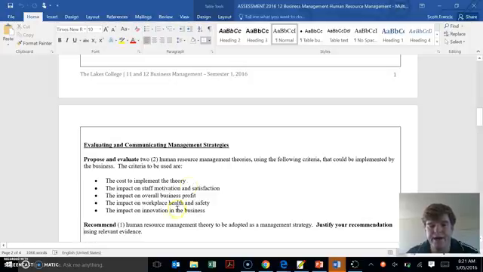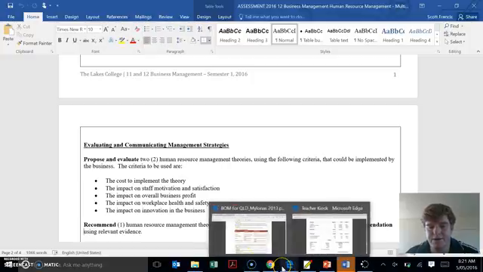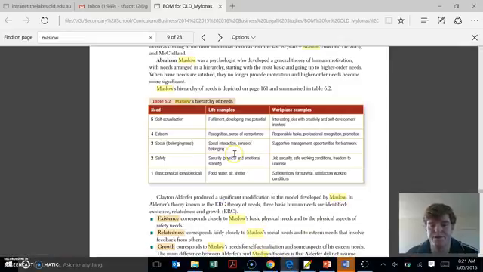I think a good way of evaluating using these criteria might be to set up a little grid and make some comments that compare the two theories you choose. So one of those theories could be Maslow's hierarchy of needs. So let's have a look at the textbook to start with. Now, table 6.2 is where we're looking at.